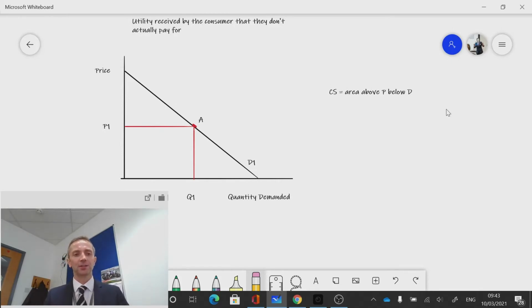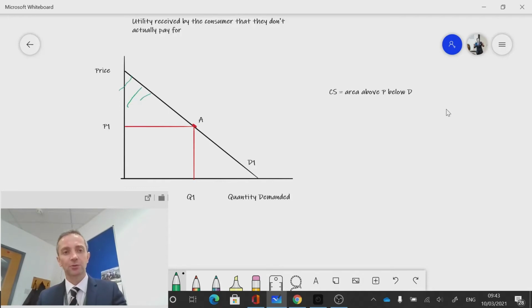So let's have a look at this simple example. Here we have our downward sloping demand curve, D1, and I've already indicated point A, where price is P1 and quantity demanded is Q1. So what is the consumer surplus area in this instance? Well, if we stick to this golden rule, ladies and gentlemen, it's the area above P and below D. And so obviously, we'd be thinking of this triangle. That would be the area of consumer surplus in this particular instance.